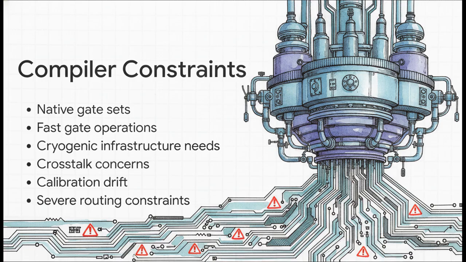But the biggest software hurdle for sure is the severe routing constraints. If your code needs to entangle two qubits on total opposite sides of the chip, the compiler has to insert multiple swap operations just to move the information across the lattice. This swap overhead drastically inflates your circuit depth and exposes the whole run to more noise.